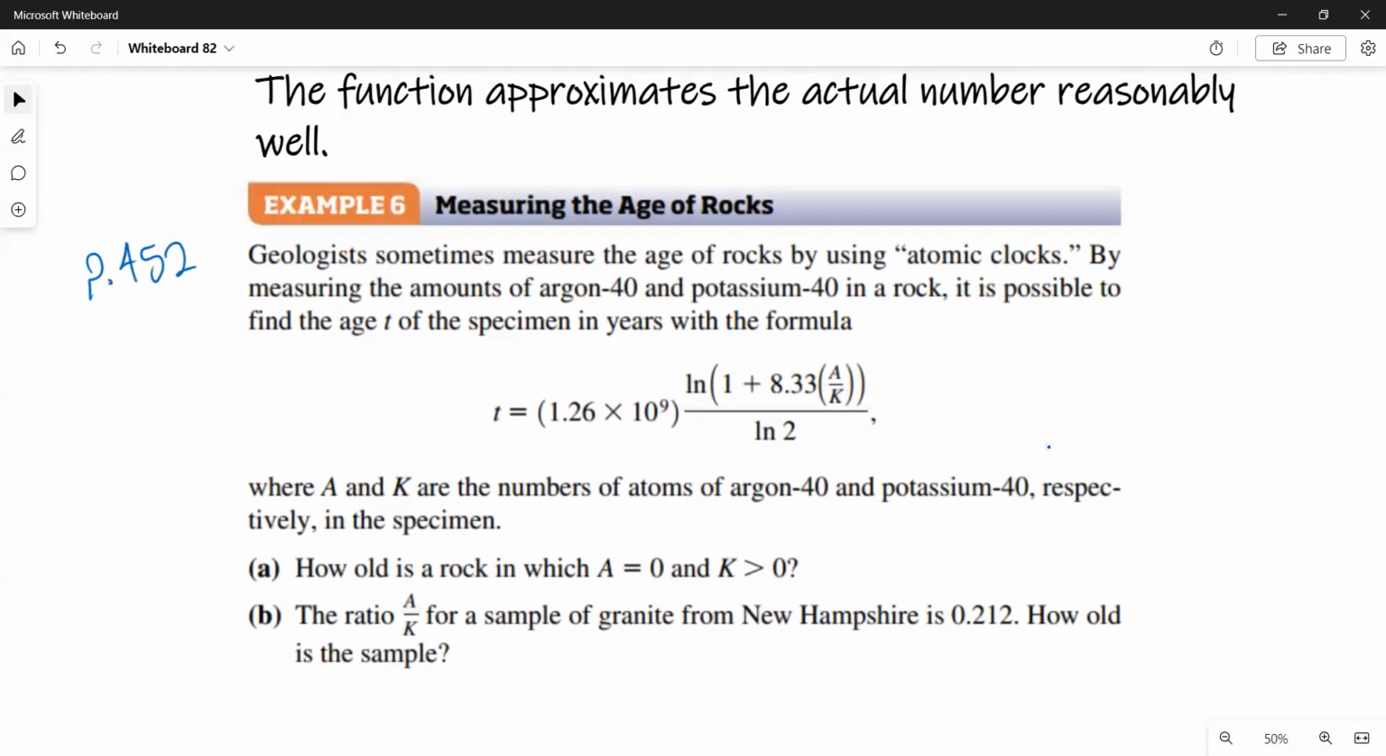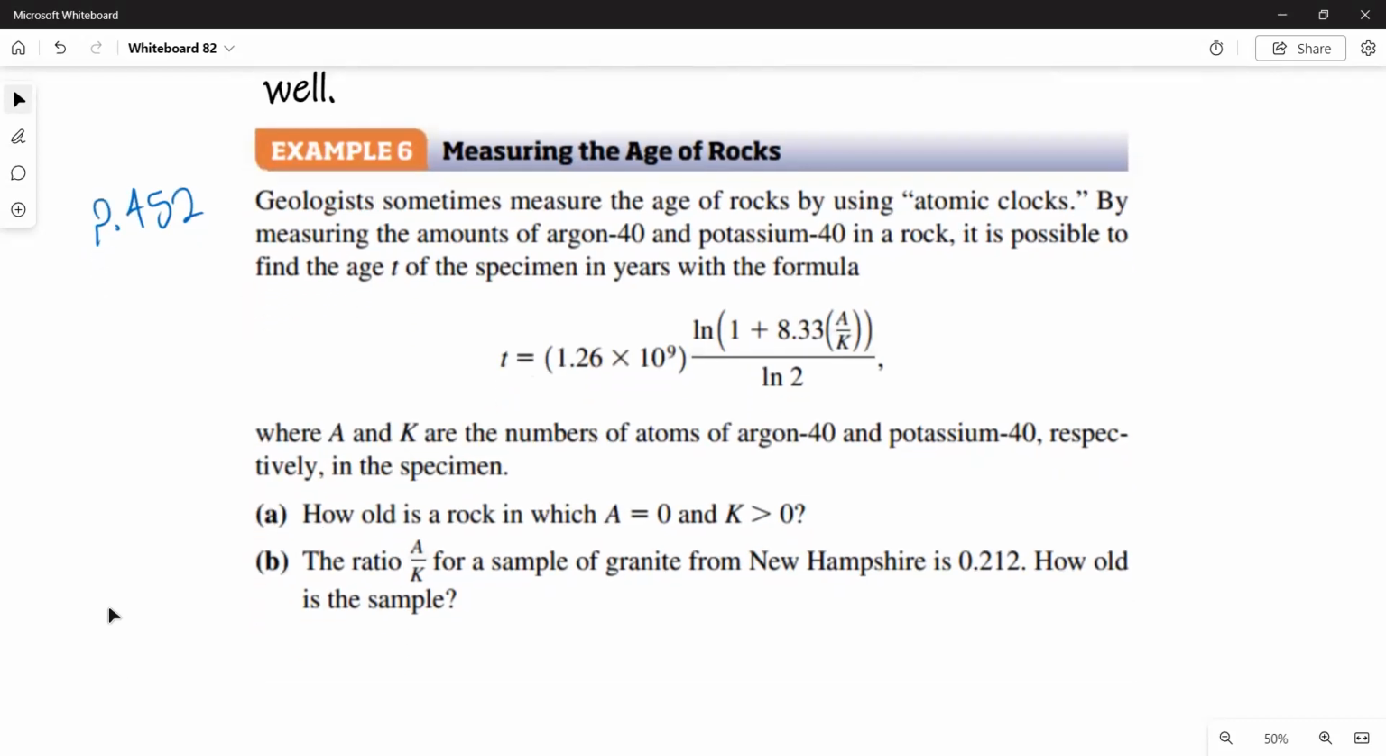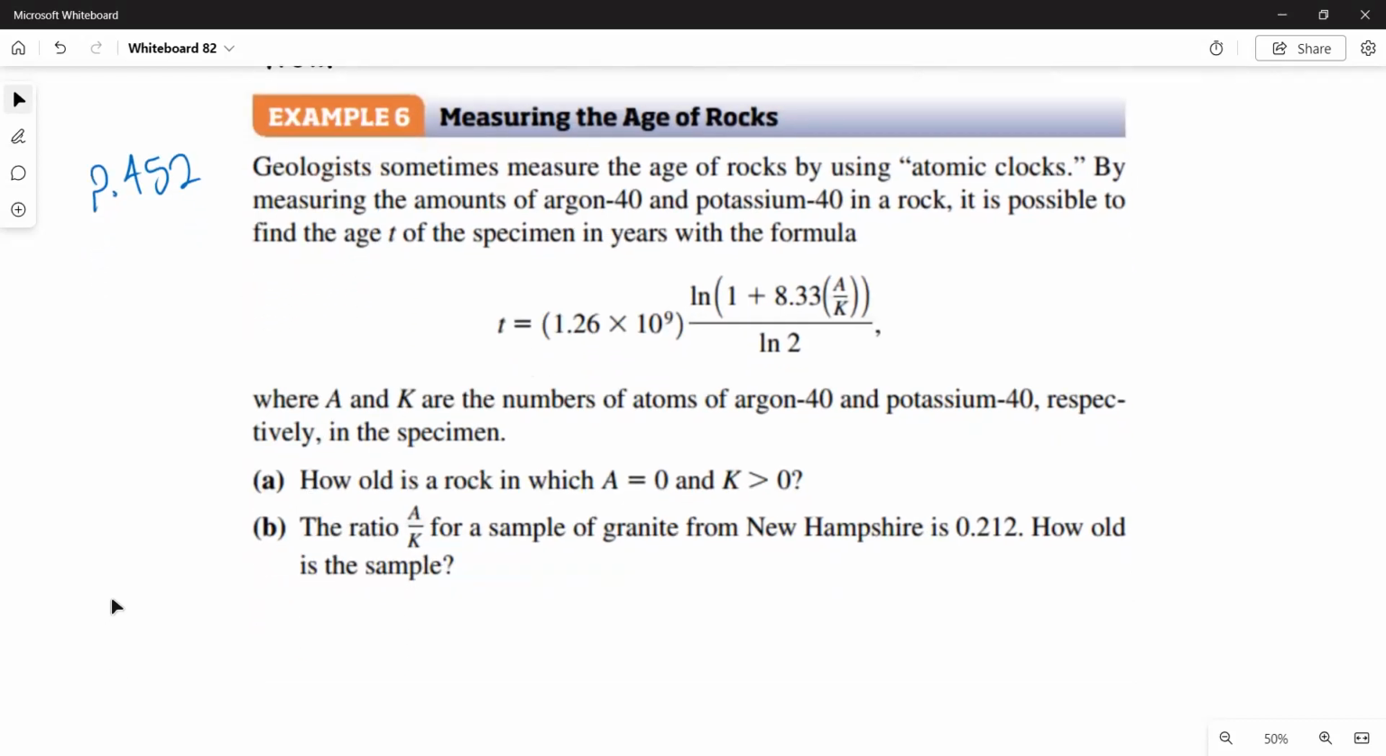Geologists sometimes measure the age of rocks by using atomic clocks, by measuring the amounts of argon-40 and potassium-40 in a rock. It is possible to find the age T of the specimen in years with that formula here involving the natural logarithm, where A and K are the number of atoms of argon-40 and potassium-40 respectively in the specimen. So how old is a rock in which A is 0 and K is positive?